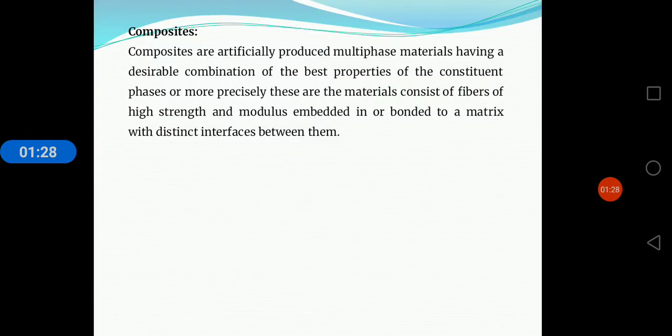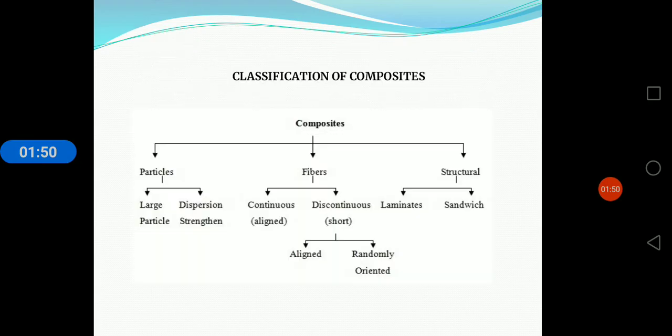Composites are artificially produced multi-phase materials having a desirable combination of the best properties of the constituent phases. More precisely, the material consists of fibers of high strength and modulus embedded in and bonded to a matrix, with distinct interfaces between them.